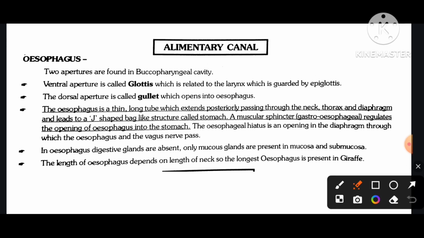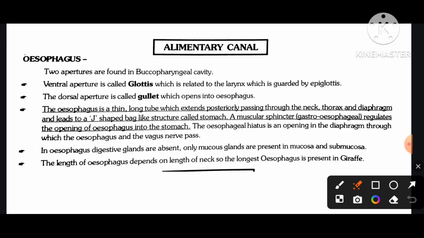Alimentary canal. Esophagus. Two apertures are found in the buccopharyngeal cavity. The ventral aperture is called the glottis, which is related to the larynx and is guarded by the epiglottis. The dorsal aperture is called the gullet, which opens into the esophagus. The esophagus is a thin, long tube which extends posteriorly, passing through the neck, thorax, and diaphragm, and leads to a J-shaped bag-like structure called the stomach. A muscular gastroesophageal sphincter regulates the opening of the esophagus into the stomach.